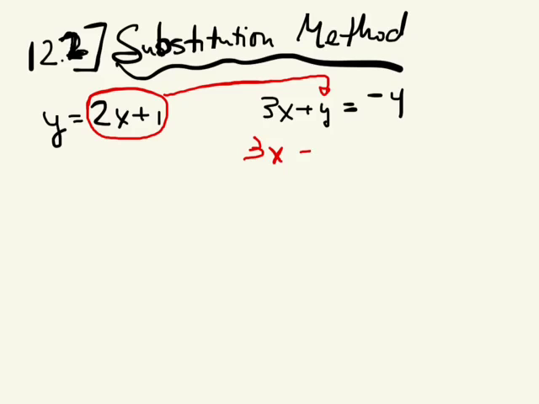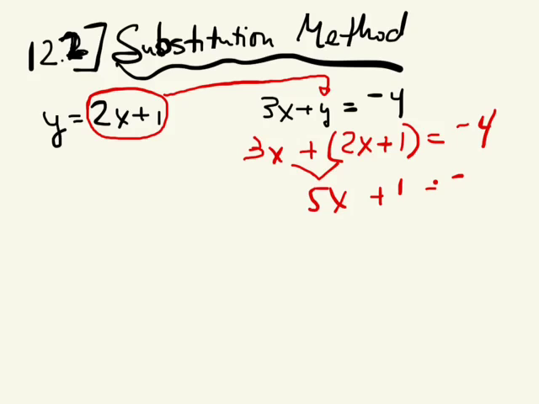Okay, 3x plus, I'm going to sub it in for y. So instead of writing y, we're going to write 2x plus 1 in its place equals, and that's a negative 4, by the way, not negative y. So we're going to combine like terms. 5x plus 1 equals negative 4. Subtract 1, right? 5x equals negative 5. Divide by 5, x equals negative 1.